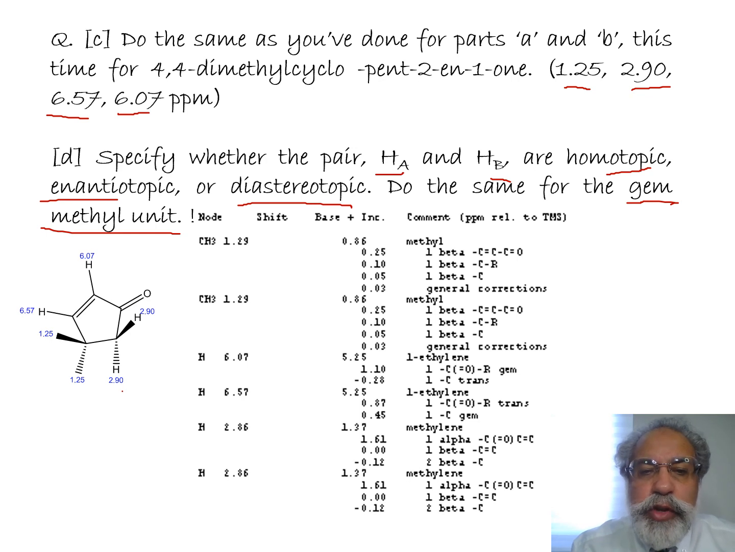Again, if we use the chart in front of us, you will find out that the methyl will have the lowest delta value, and that will be 1.25. This is methyl. Then the methylene protons show up at 2.9, and now we have 2 olefinic protons. Which one will get the higher value?